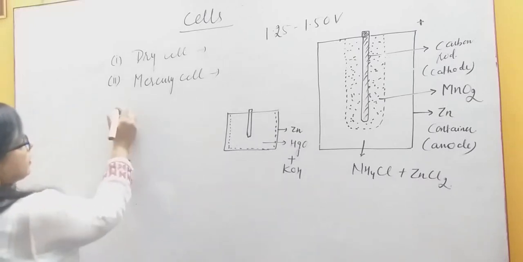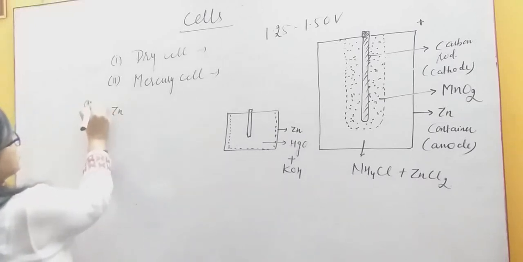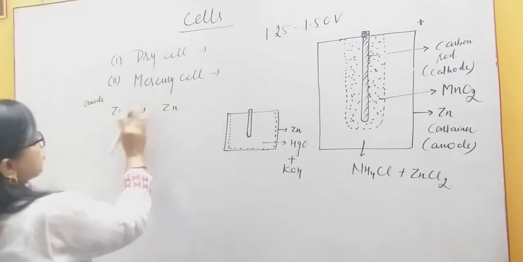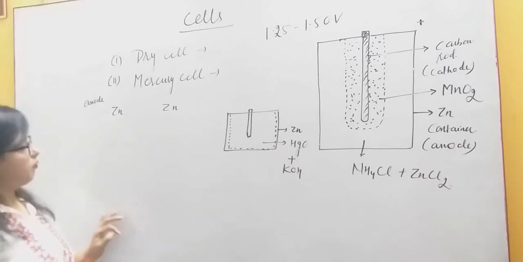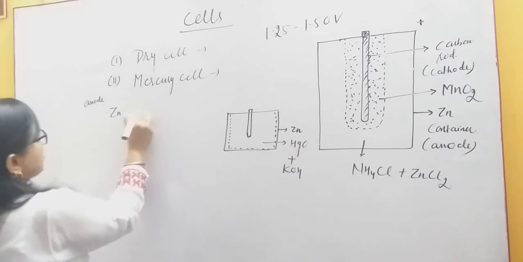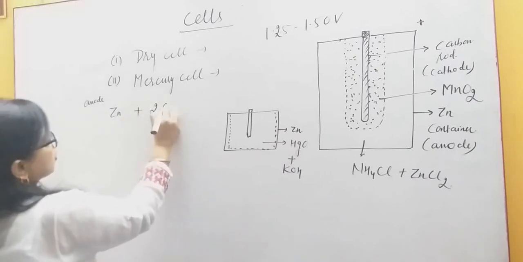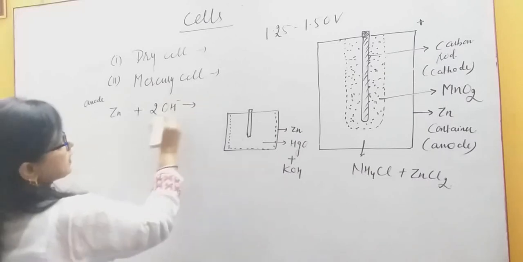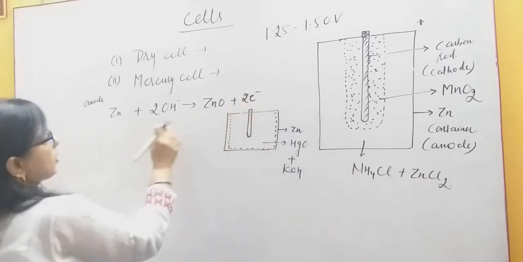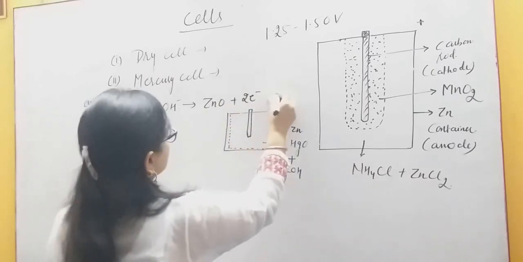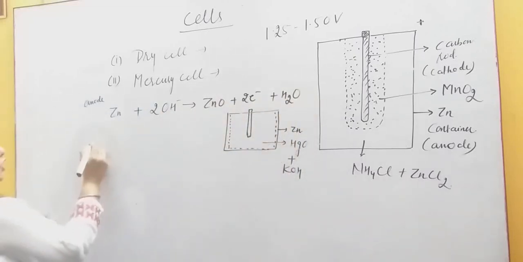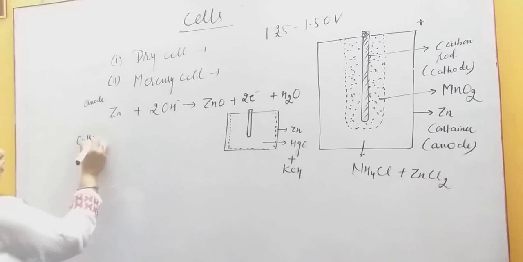So I will write the reaction. Zinc container acts as anode. So it is converted into Zn2+. I am directly writing the reaction with the whole electrolyte. Zinc reacts with OH- ion to form ZnO, plus it removes 2 electrons and it makes water, and these 2 electrons come to the cathode.